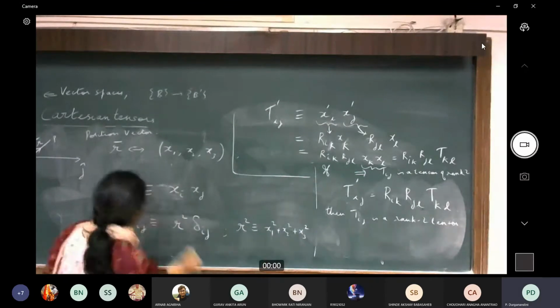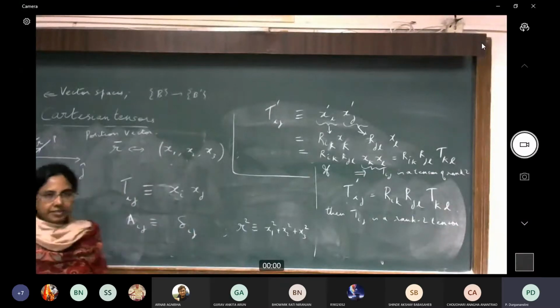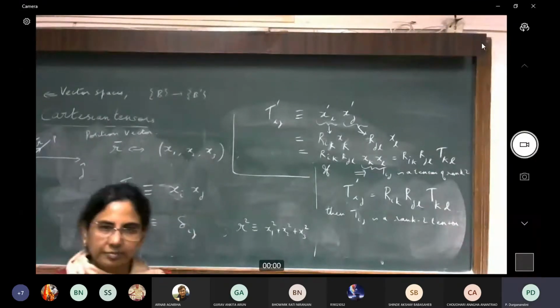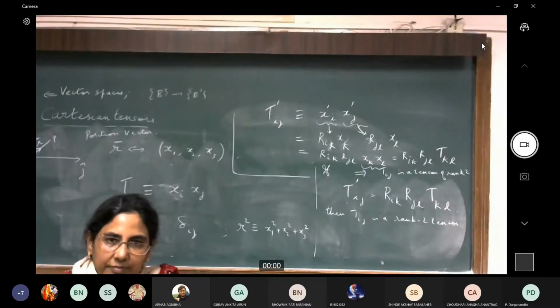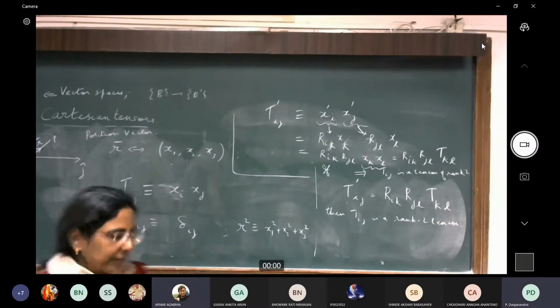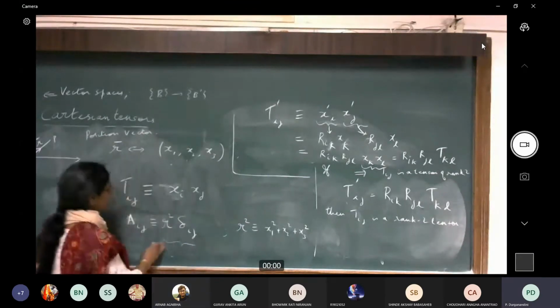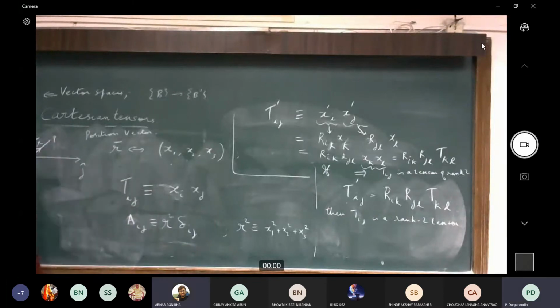All right, first let's forget about this. Let's take delta ij. How does this transform? Delta ij. What kind of an object is delta ij? A rank 2 tensor. It's a rank 2 tensor. Okay. Now I multiplied this with r square. So what kind of an object is this? It is still a rank 2 tensor. Why? Because r square is a scalar.